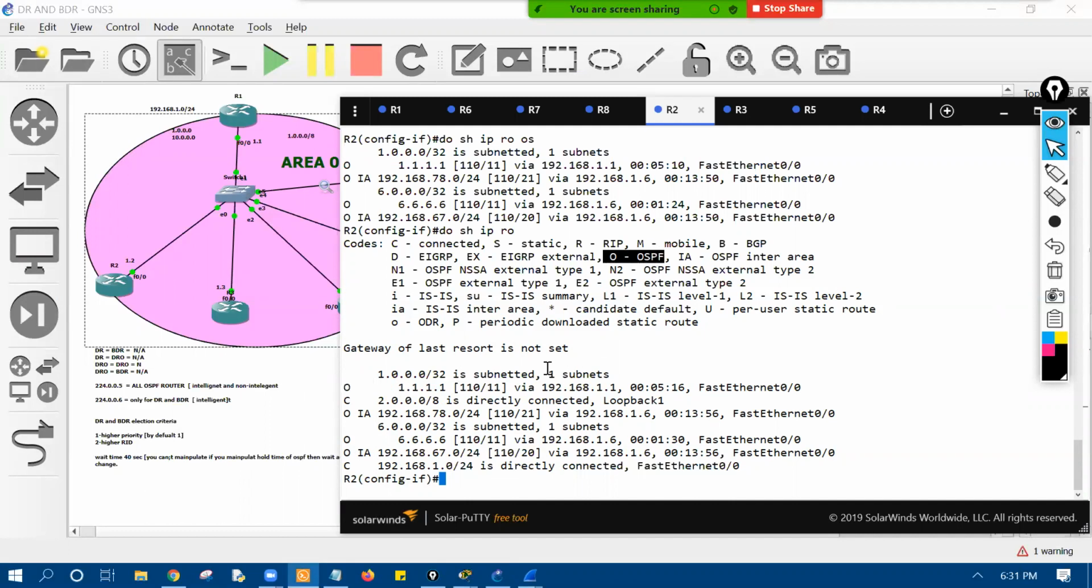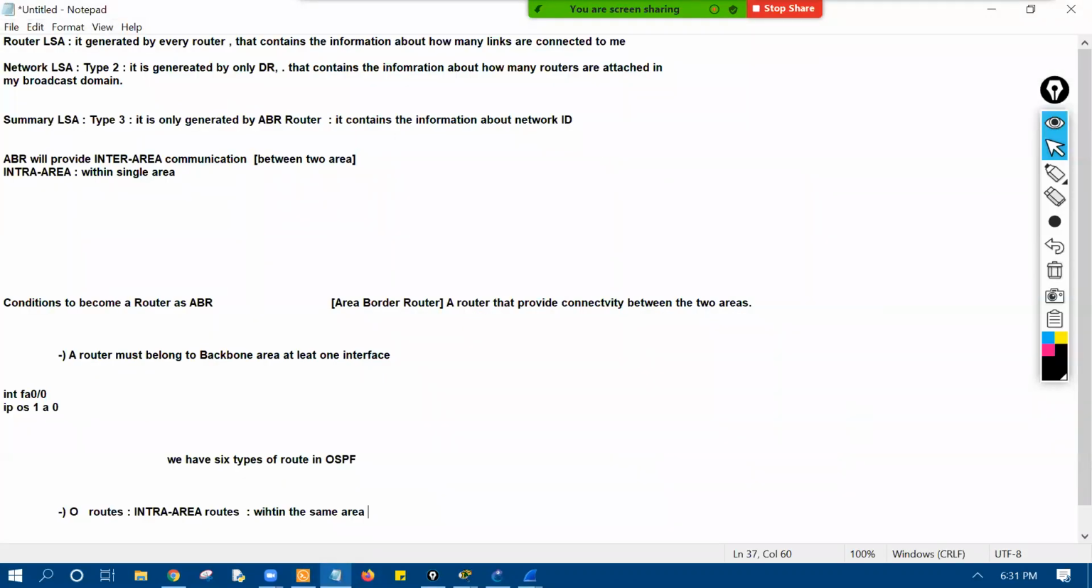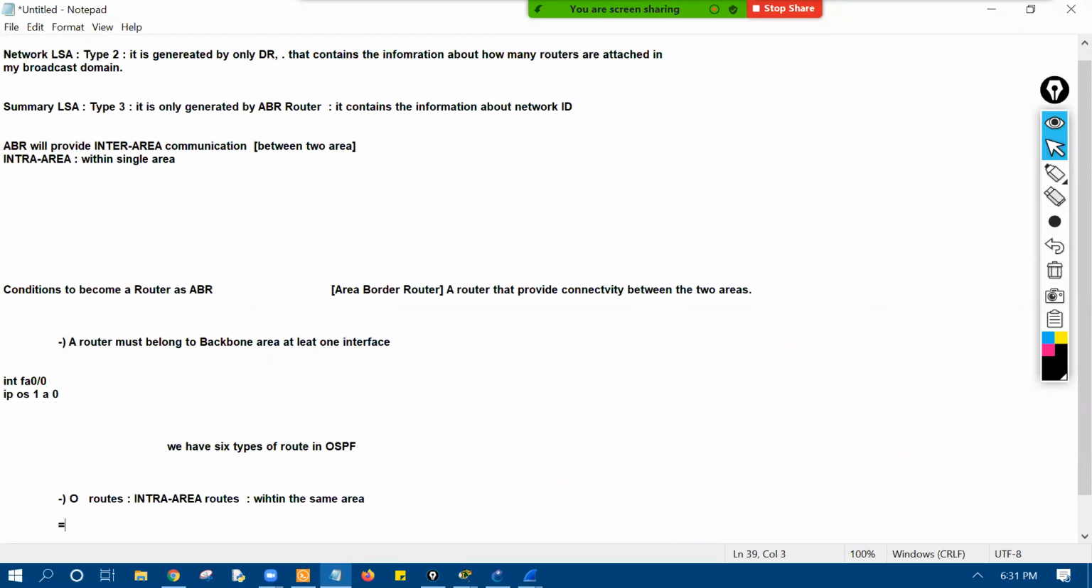Clear? And OI means what? Inter area route. The route is coming from a different area. Clear? So we have 6 types of route in the OSPF. One is the O routes, that's within the same area. Another route is known as the OI route. It's known as the inter area routes. The route is coming from a different area.